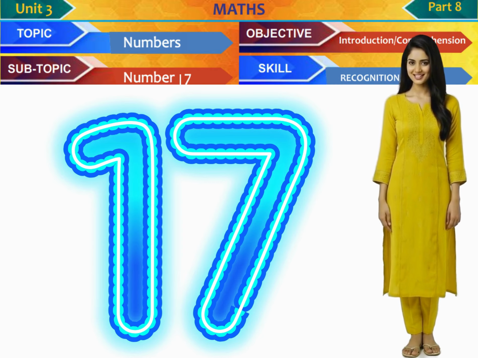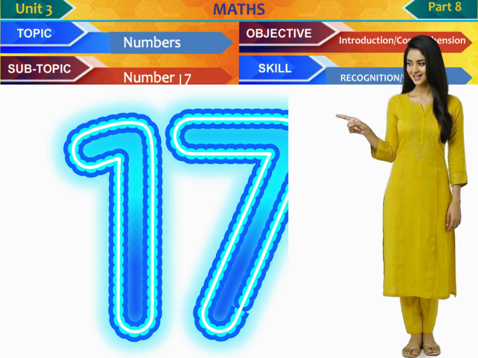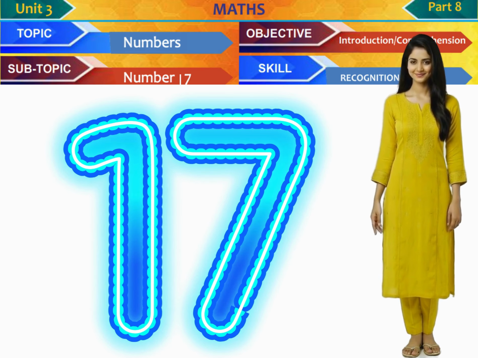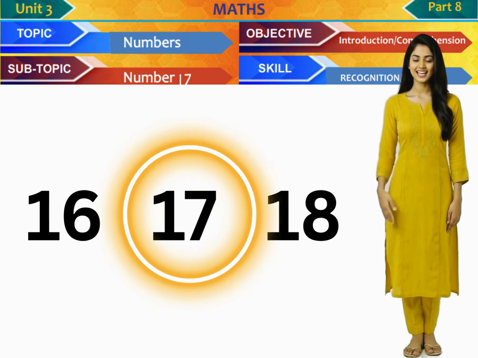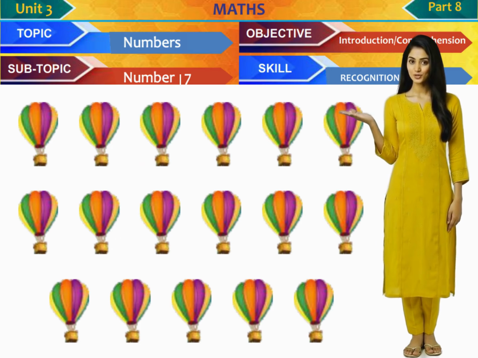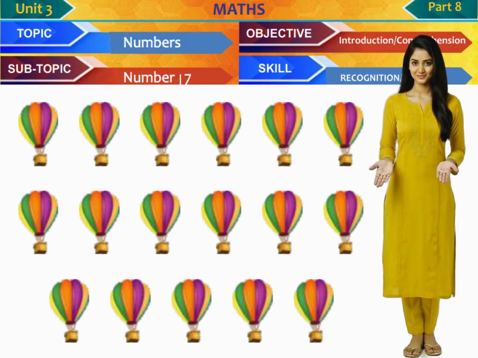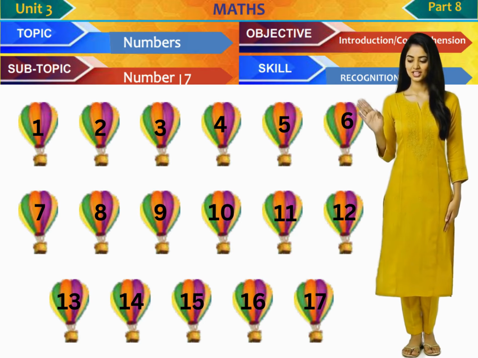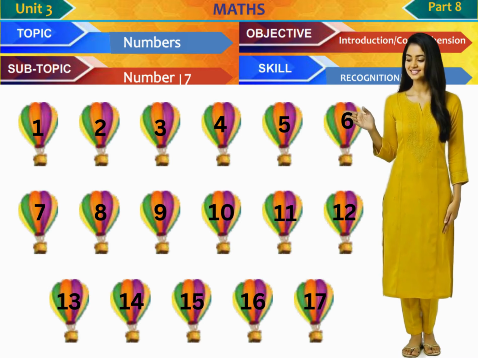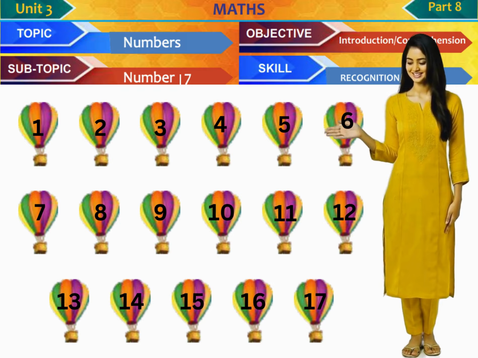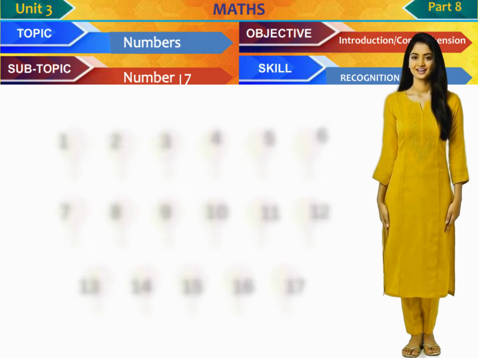This is number 17. 1 and 7 together make 17. It comes after 16 and before 18. Let's count the pictures and learn this number together. 1, 2, 3, 4, 5, 6, 7, 8, 9, 10, 11, 12, 13, 14, 15, 16, 17. Yes, they are 17.